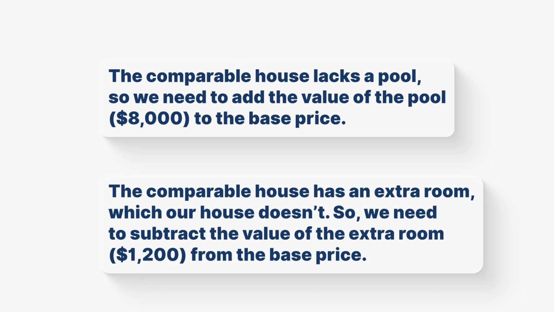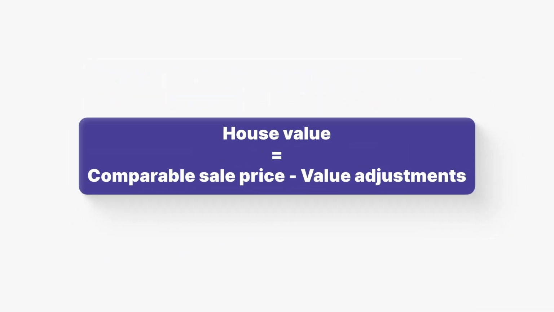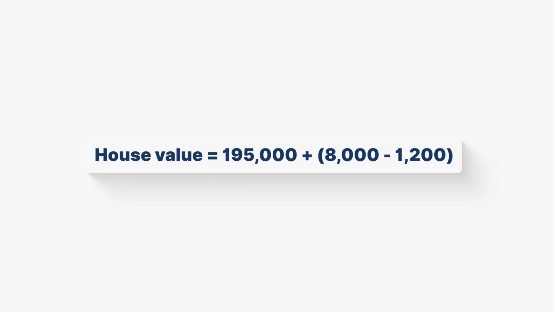So our formula ends up looking like this. House value equals comparable sale price plus value adjustments minus value adjustments. Let's substitute the values we know. House value equals 195,000 plus 8,000 minus 1,200. $8,000 is added because our house has a pool, which increases its value. $1,200 is subtracted because our house doesn't have the extra room, which decreases its value. So house value equals 195,000 plus 8,000 minus 1,200.